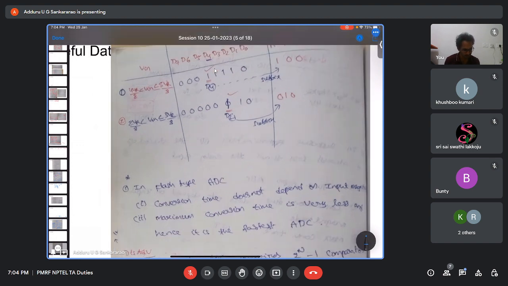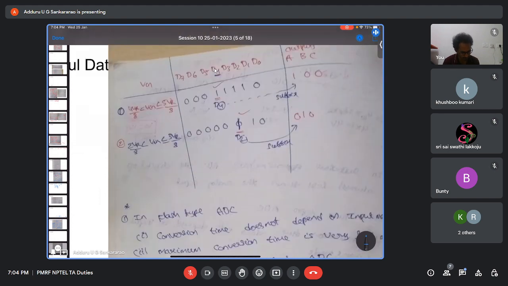Okay, so that's what I was telling. If the input is between 4 VR by 8 and 5 VR by 8, these are the inputs of the priority encoder, and this will be encoded. If it is between 2 VR by 8 and 3 VR by 8, these are the inputs of the priority encoder, and this will be encoded as D2, right? So 0, 1, 0, like that. So that's why this is the fastest of all ADCs.